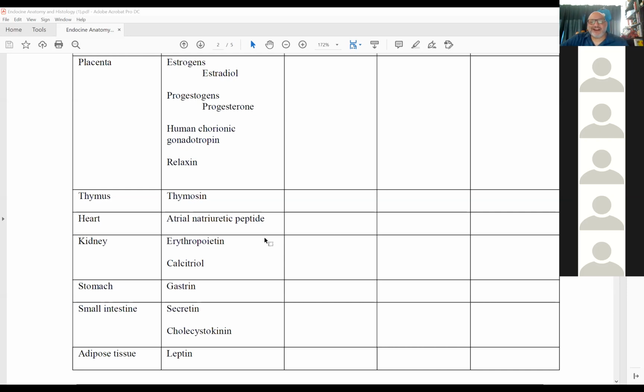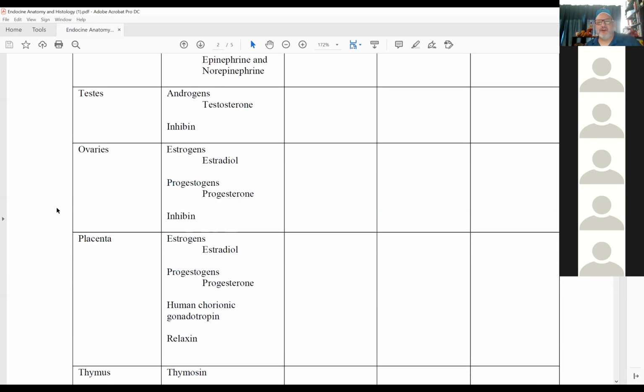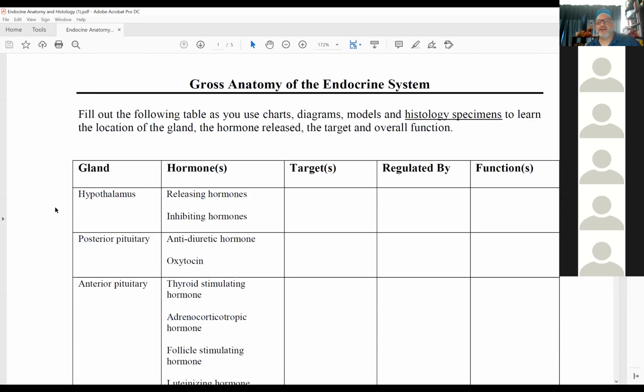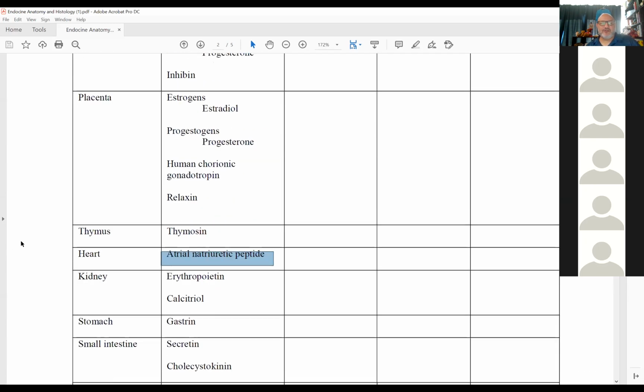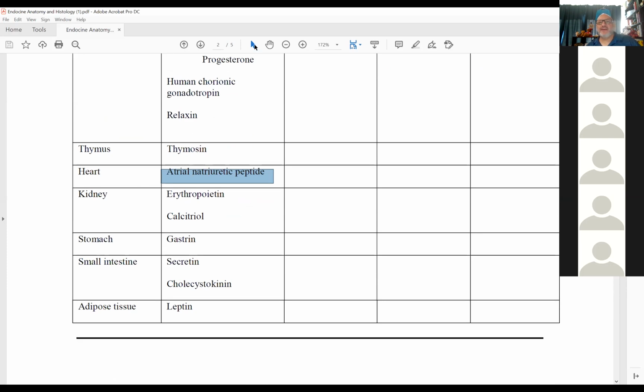If only I was staring at something right in the middle of the field of view here. ANP hormone. Atrial natriuretic peptide. Yeah, it released a hormone. Remember, the atria released a hormone, atrial natriuretic peptide. And now the fun begins. Notice this table has 3 columns: a target, regulated by, and a function. Let's start easy. What do you think the target of the atrial natriuretic peptide is?